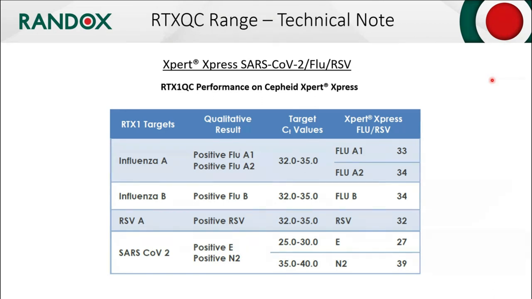These controls have been used on different common analyzers. So a common instrument here, the GeneXpert, they have a SARS-CoV-2 flu RSV, the Xpert Xpress assay. And these are the general ranges of CT values that you'd expect with each of the targets with our RTX1 QC. You can see a target value or a target range and then where a typical average will be within that.